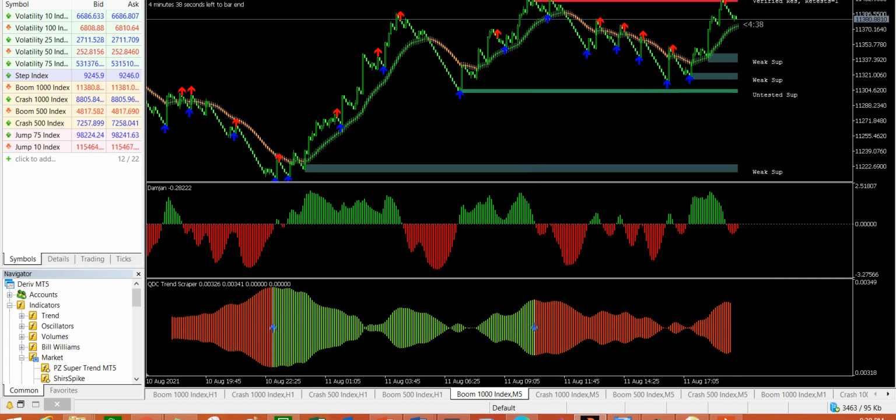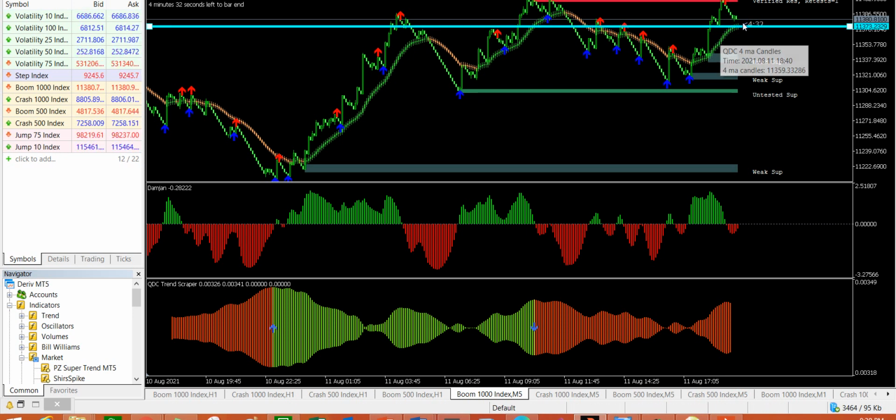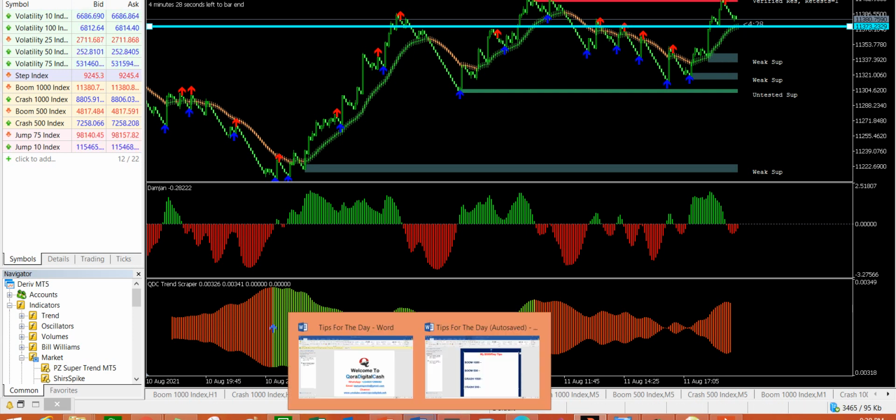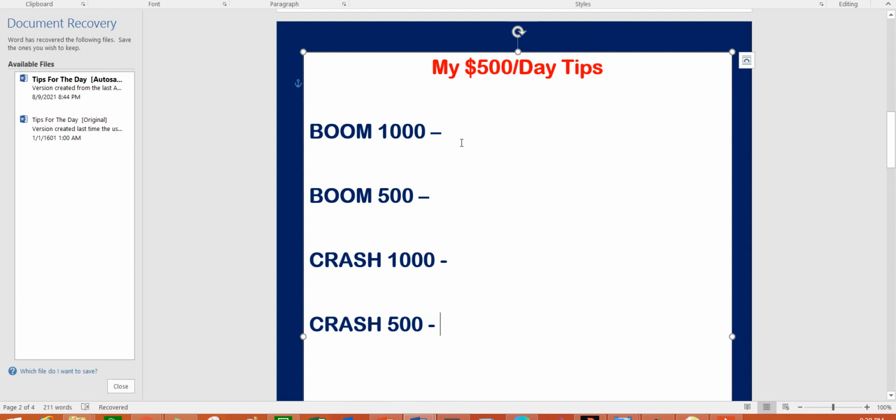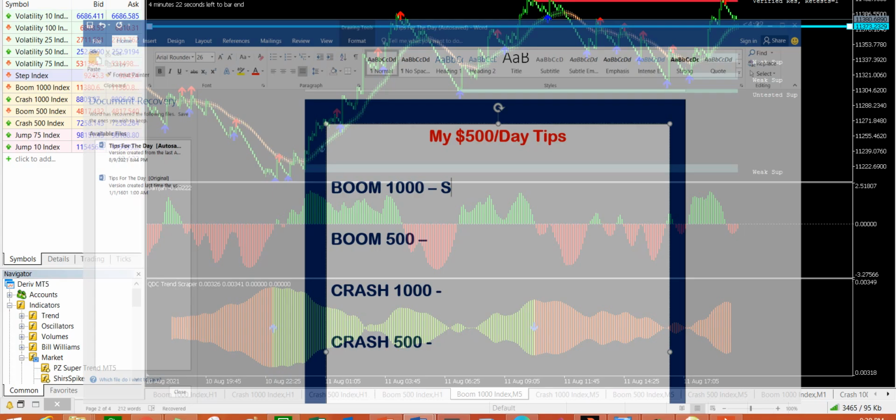So it is going to be a sell, but if you are going to follow right away, I will advise you to wait till it breaks out from these 4 MA candles. So let's do that. So it is going to be a sell, guys. So let's check out Boom 500, guys.